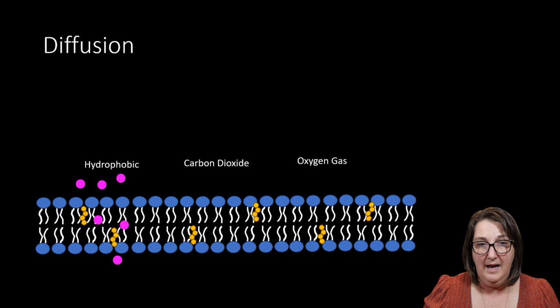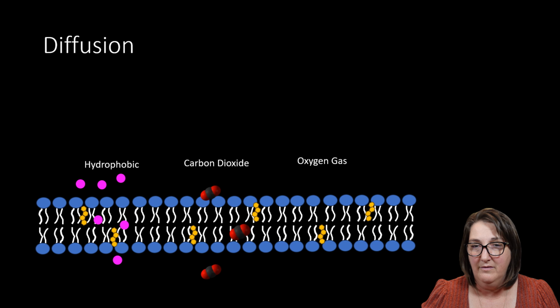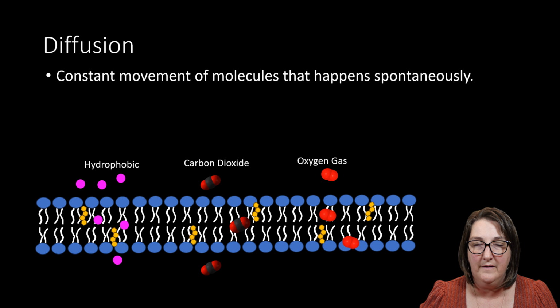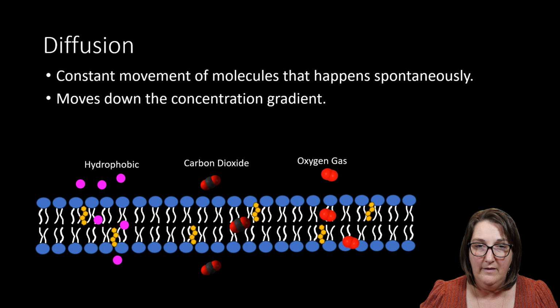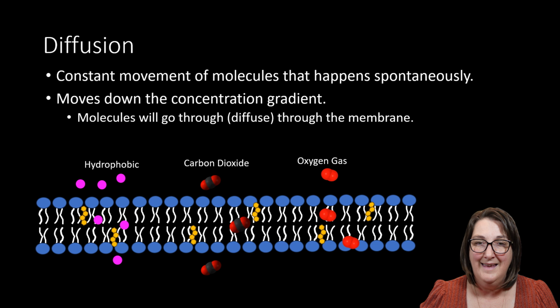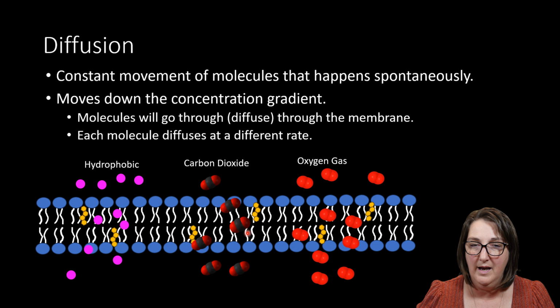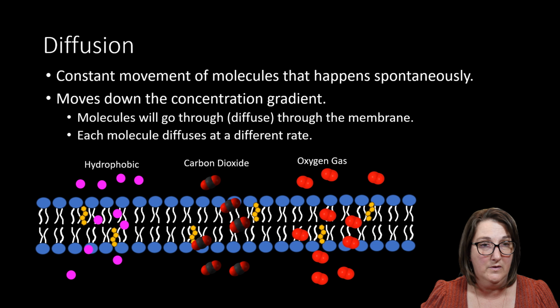So with diffusion, I have hydrophobic, I can have gases, I can have nonpolar, and they're going to be in constant movement through this membrane. So this is going to happen spontaneously. There's going to be nothing that's really going to get it started except for the concentration of molecules on the other side of that membrane. They're going to move down that concentration gradient, and they can diffuse at different rates. Okay, so I can have some that move real fast, I can have some that move kind of fast, and some that move really slow. So they can diffuse through at different rates.